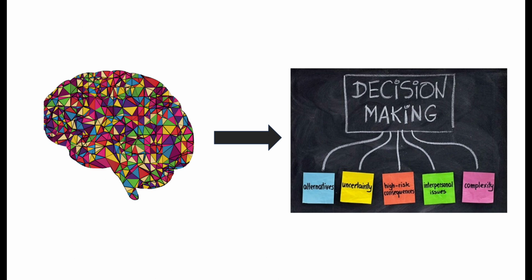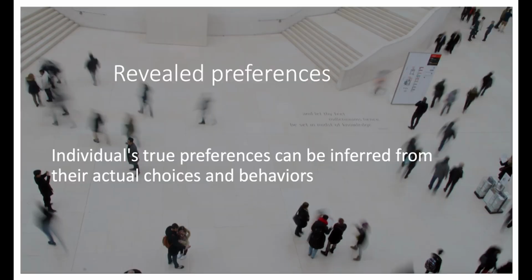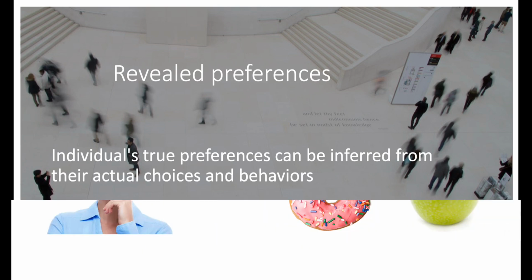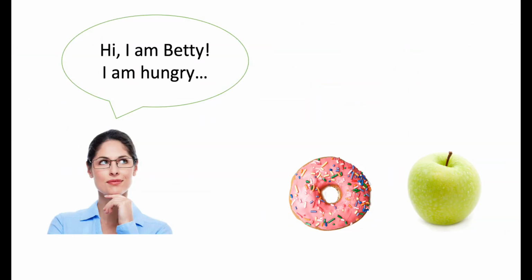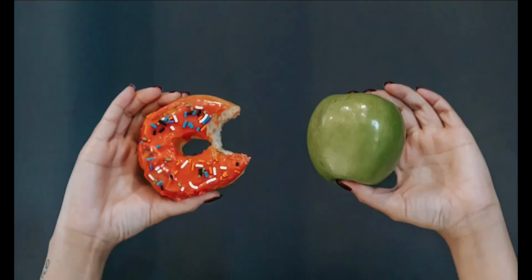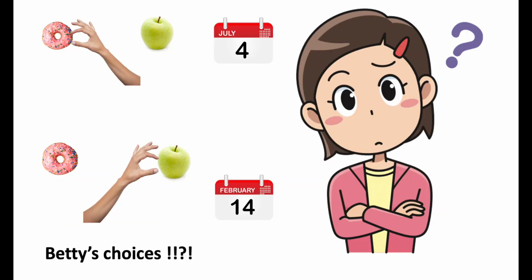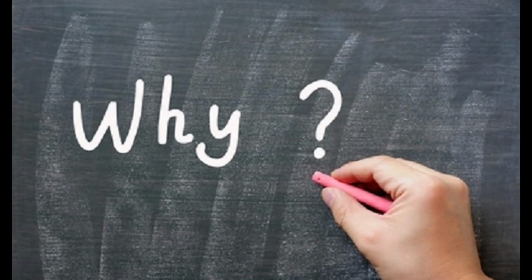Traditional economics, as we know it, relies mostly on revealed preferences to understand what people want and predict their actions. Revealed preferences suggest a person's true preferences can be inferred by observing their actual choices and behaviors. If Betty consistently chooses donuts when an apple is available, it indicates a preference for donuts. However, continued observation might reveal instances where she opts for the apple, introducing uncertainty and explaining her choices.